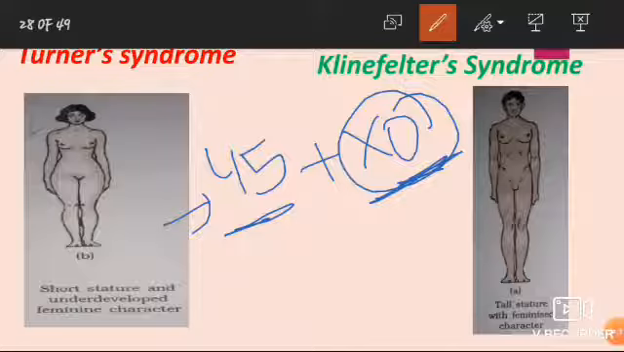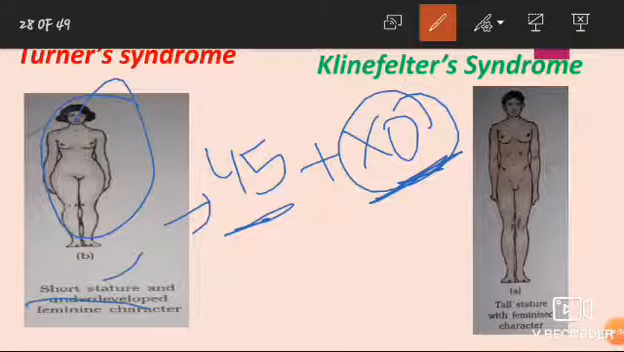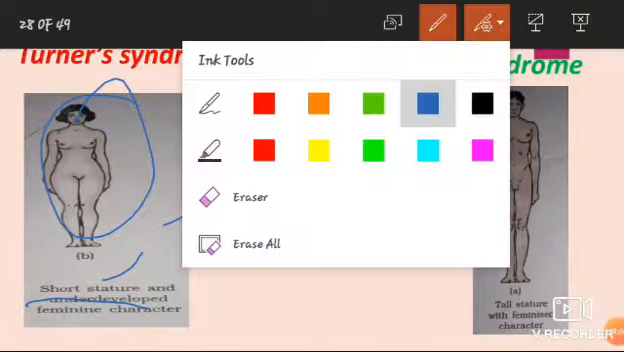So in this female, the symptoms are that their ovaries are rudimentary, that means present but non-functional. They lack secondary sexual characters and they are generally sterile. Short stature means height is small, and underdeveloped feminine character. The feminine characters will be less developed in case of Turner syndrome.